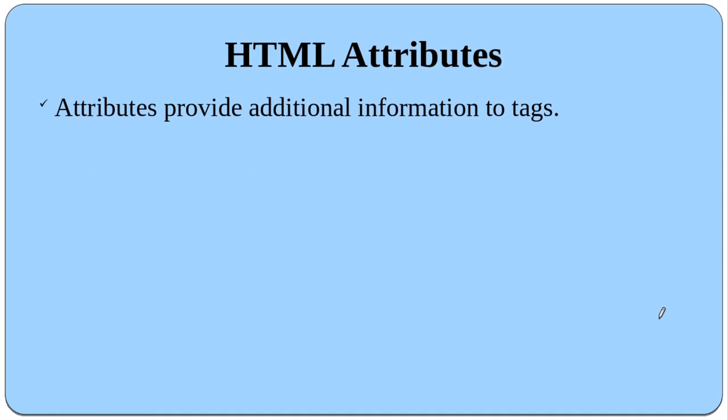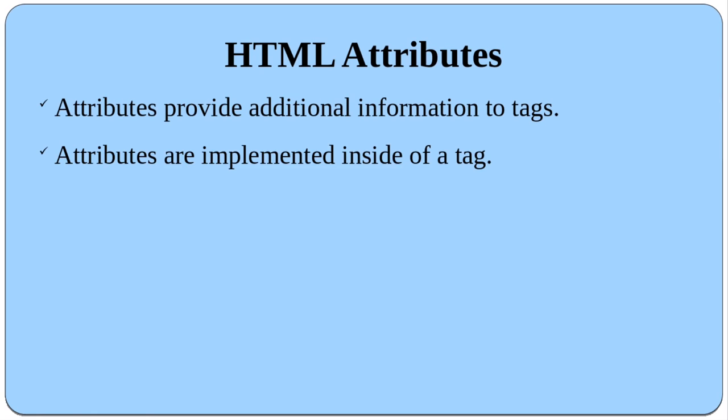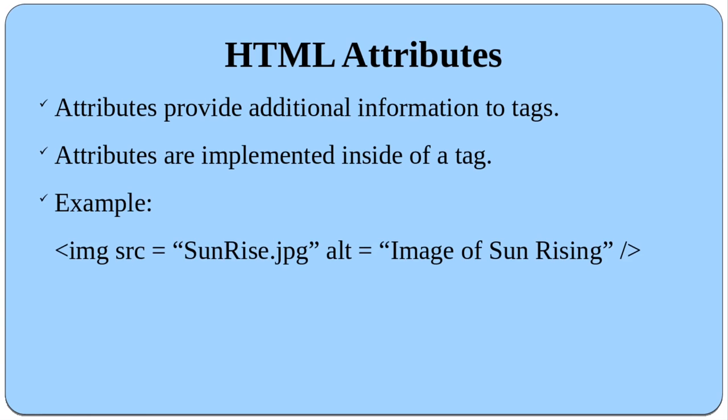HTML attributes. HTML attributes provide additional information to tags. For example, img src equals sunrise.jpg, alt equals image of sun rising. Here src and alt are attributes of the image tag. These attributes are implemented inside the image tag.